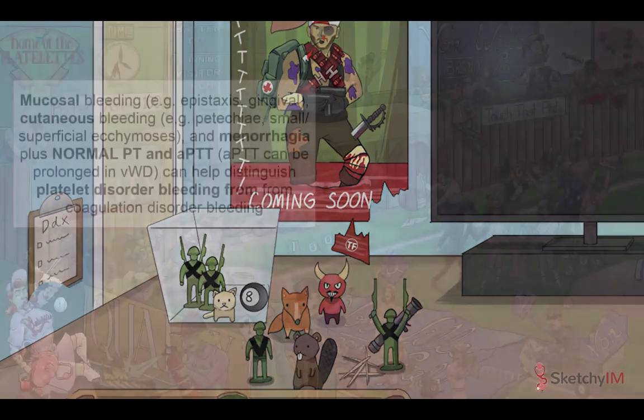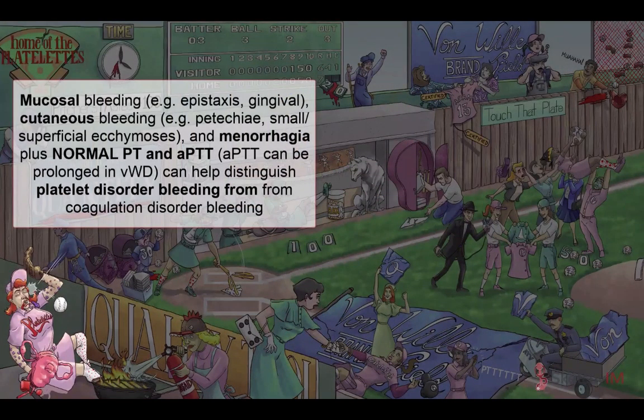Alright, but before we jump into the specific coagulation disorders, what if PT and APTT are normal in a patient with a suspected bleeding diathesis? In that case, consider a platelet disorder, which, if you recall, is typically associated with a mucocutaneous bleeding pattern. Again, just think back to that baseball game.